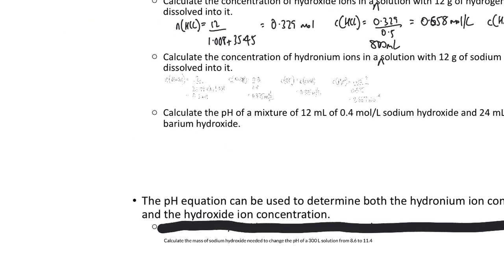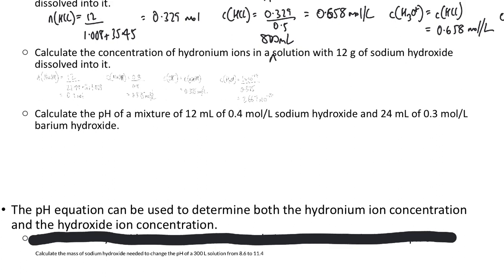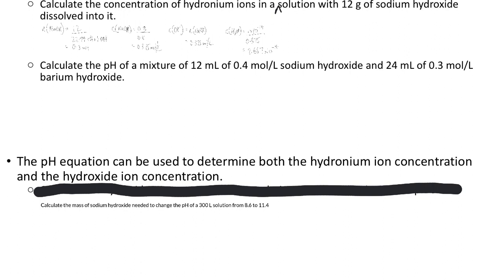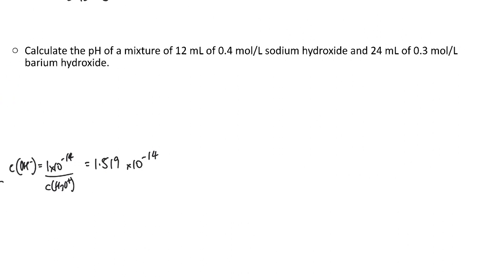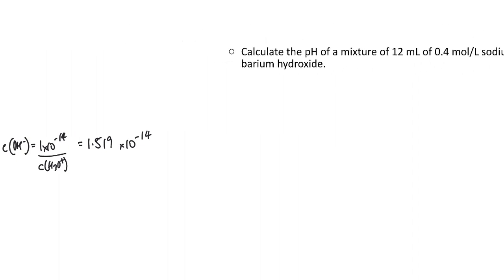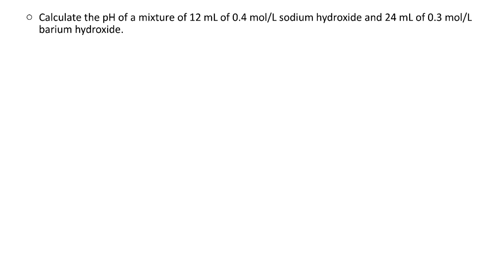Okay, then let's have a look at this last question. Now this last question: calculate the pH of a mixture of 12 mL of 0.4 mole per liter sodium hydroxide and 24 mL of 0.3 mole per liter barium hydroxide. I've rewritten this question over here. I might just grab that and move it a little bit more this way. Then we don't have that one, so we'll just do this one over here. Okay, so let's go do this one here. So we need the pH of this mixture.